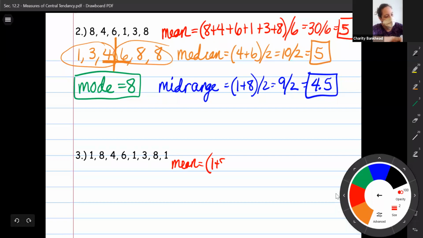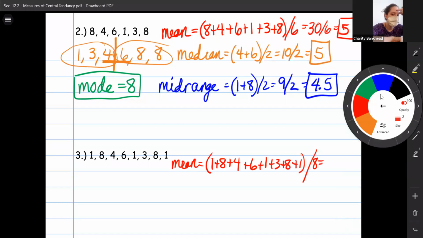All right, 1 plus 8 plus 4 plus 6 plus 1 plus 3 plus 8 plus 1. And we're going to divide that by 8. And that's going to equal 32 divided by 8, I believe, which equals 4.